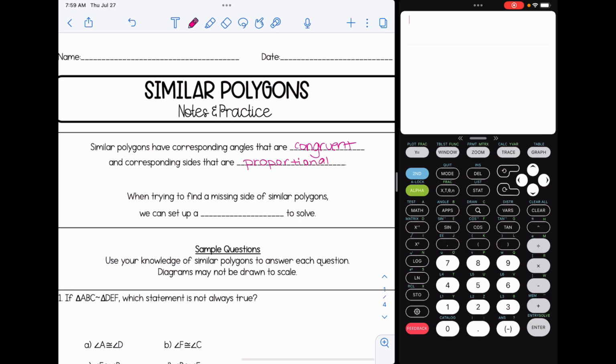If we think about that word proportional for a second, that'll help us fill in our next blank. When trying to find a missing side of similar polygons, we can set up a proportion to solve. Okay, and you may remember that you can solve proportions by cross multiplying. All right, so let's use those two facts to help us answer some sample questions.